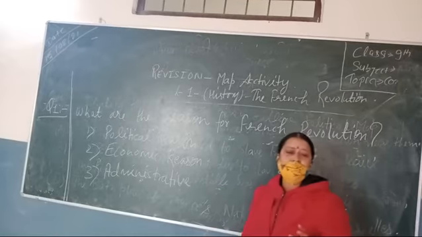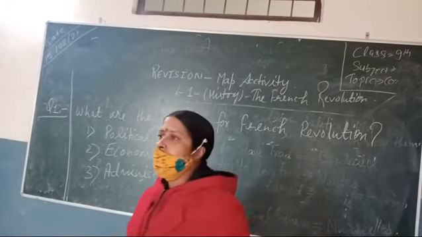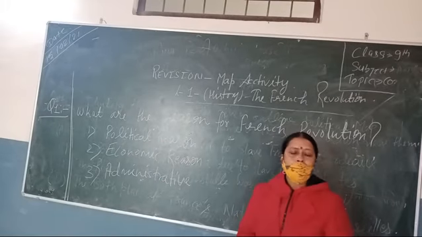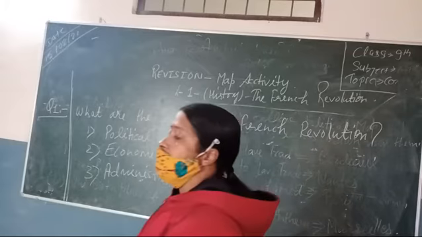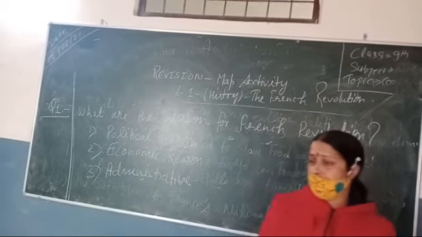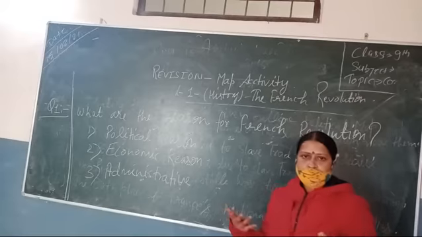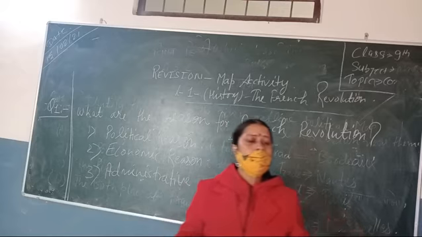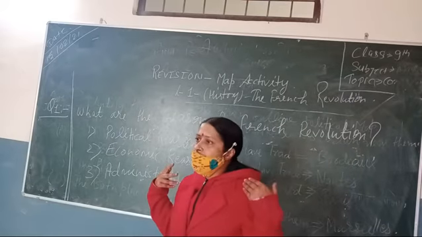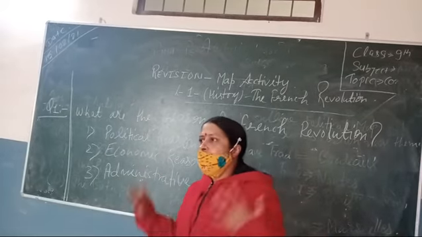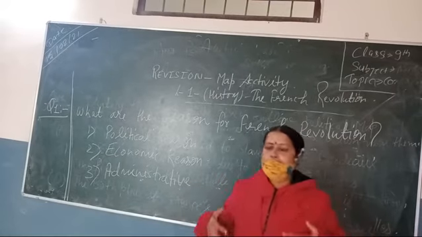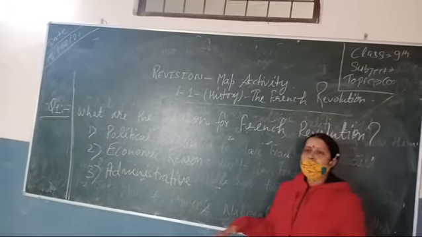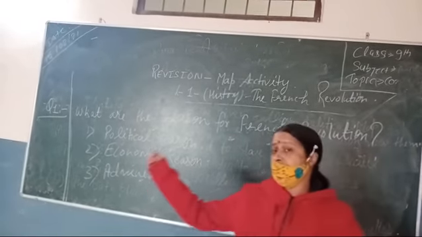Now the last is the administrative reason. What will come under the administrative reason? What are the administrative reasons? We will say that the third reason for the French Revolution was administrative. You know, administration means management. And the management was autocratic because the rulership was a monarchy system. So whatever rules and regulations they decided to make and implement, they did. And thus again, was the administration in favor of or against the third estate people?